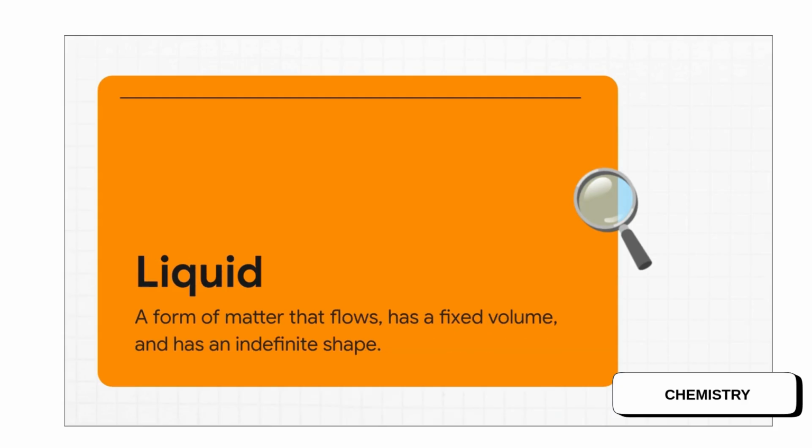Then you've got liquids. Well, a liquid has a fixed volume, but it's a bit of a rule breaker when it comes to shape. It just takes the shape of whatever container you put it in. The particles are still pretty close, but they've got a bit of freedom to slide and flow past each other. That's what lets you pour a glass of water.